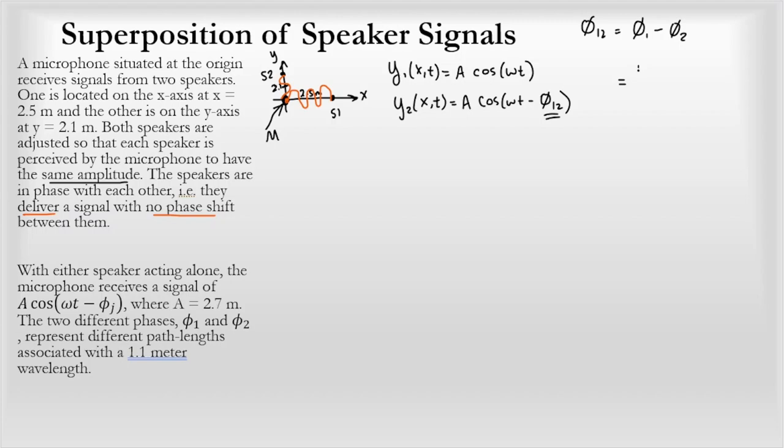L1 minus L2. And then if I divide by lambda, that's some fraction of the cycle, some fraction of the wavelength. And then if I multiply by 2 pi, that will give me radians. I'm not sure if that's all tracking for you, but that's how I'm going to do that. 2.5 minus 2.1 divided by the wavelength 1.1 and multiply by 2 pi. All right, so that's my phase angle between the two waves.